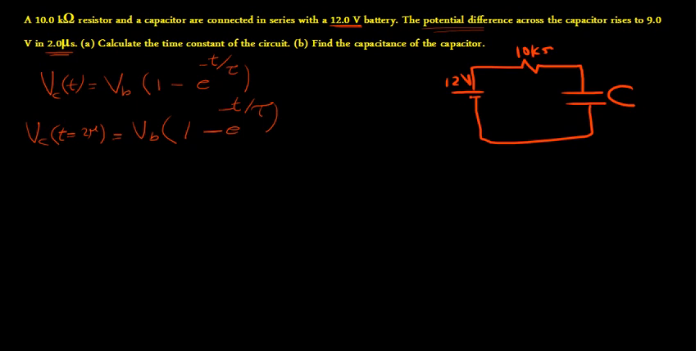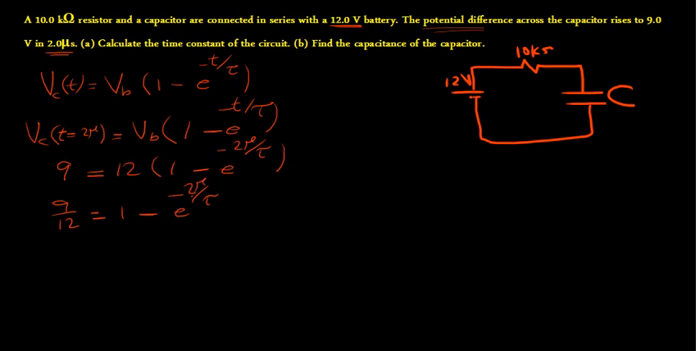Now the voltage across the capacitor when the time is 2 microseconds is 9 volt. The maximum we can reach, which is the battery, is 12. So 9 equals 12 times 1 minus exponential minus 2 micro over tau. Tau is the time constant we're trying to find in this scenario. So to solve this, 9 over 12 equals 1 minus exponential minus t over tau, and instead of the t here, I can write 2 micro.